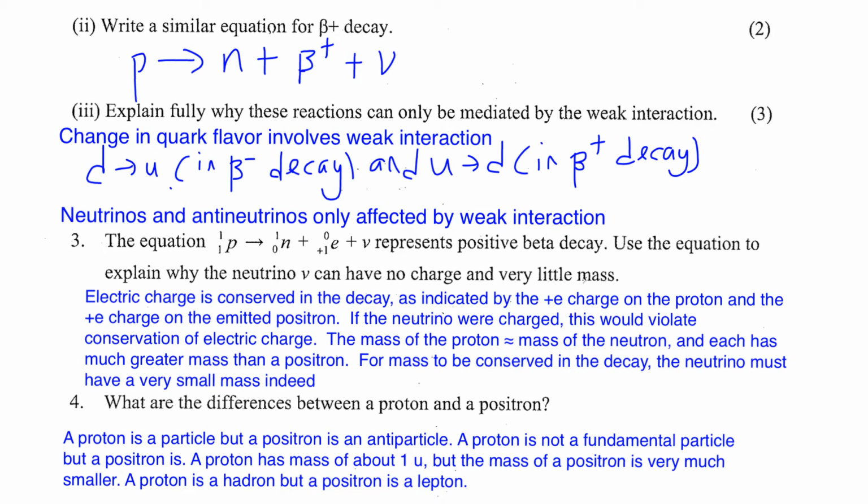So in case you're wondering, it is a down quark to an up quark in beta minus decay, and an up quark to a down quark in positron decay.